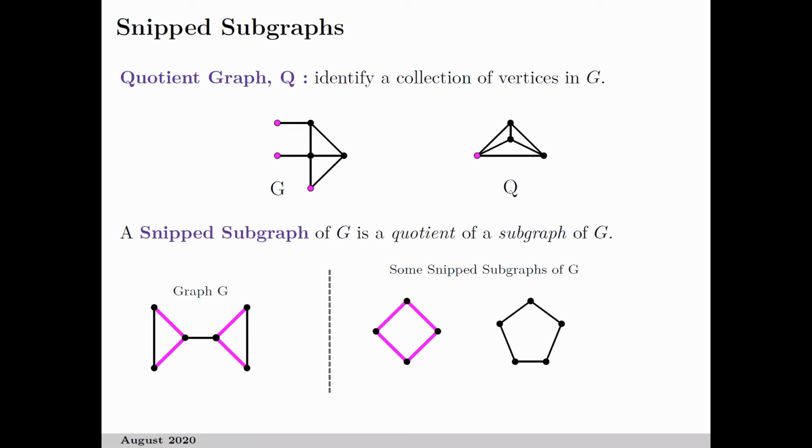An example is shown below. We can obtain C4 from the graph G by gluing together the pink highlighted edges. Or we could obtain C5 by gluing together the blue highlighted path of length 5.